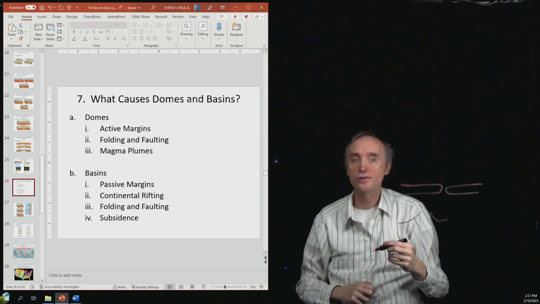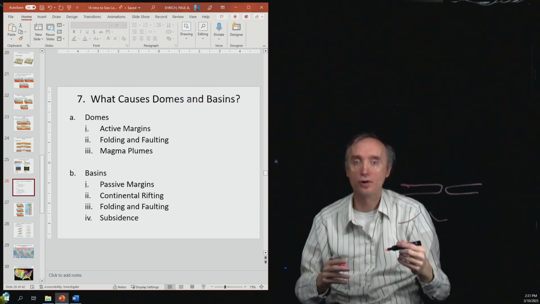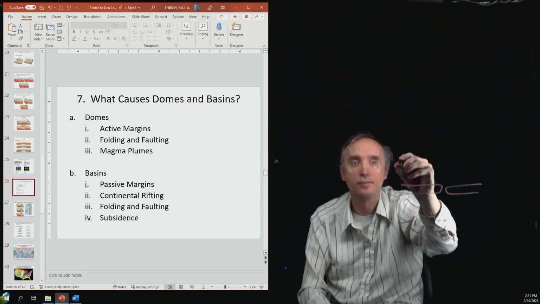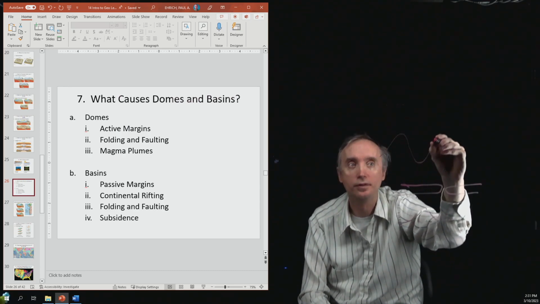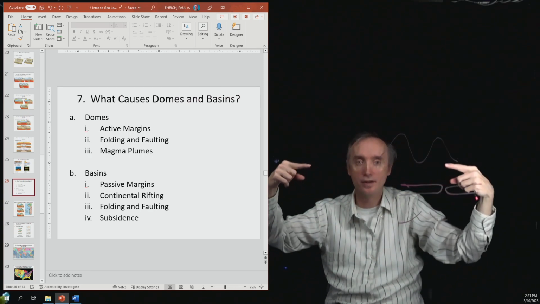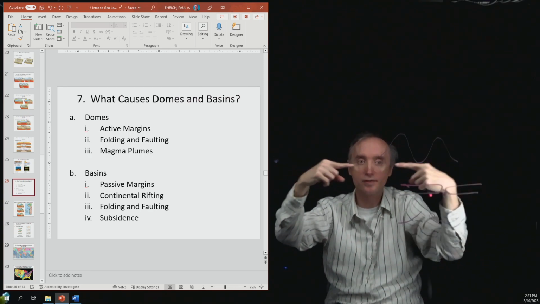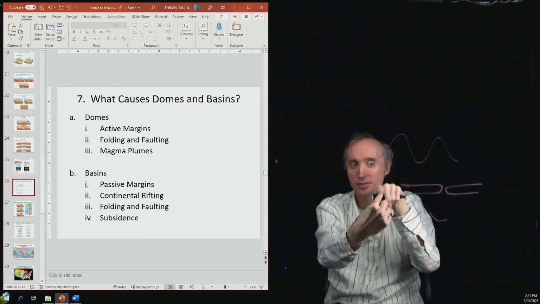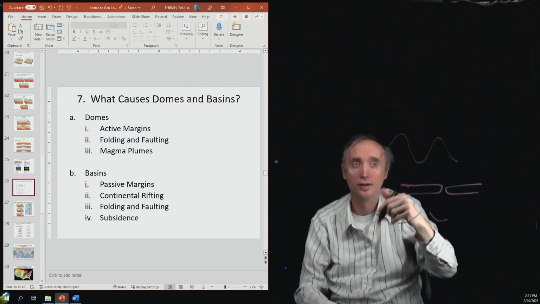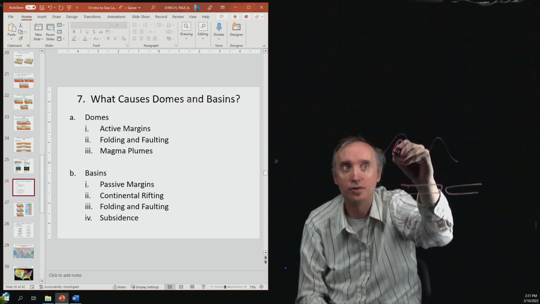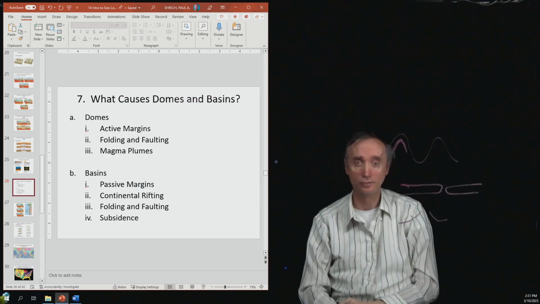Okay, you could also have a dome as a result of folding, so that if material is being folded like this, and let's say that the stress is such that it's being folded like this and it's being folded like this at the same time, well, then you could end up with a symmetrical structure, and then that would be a dome.